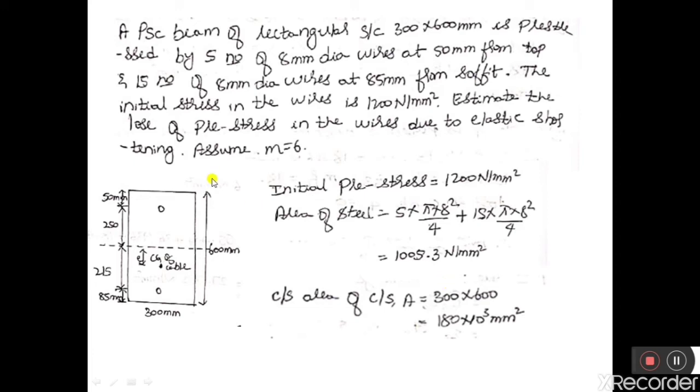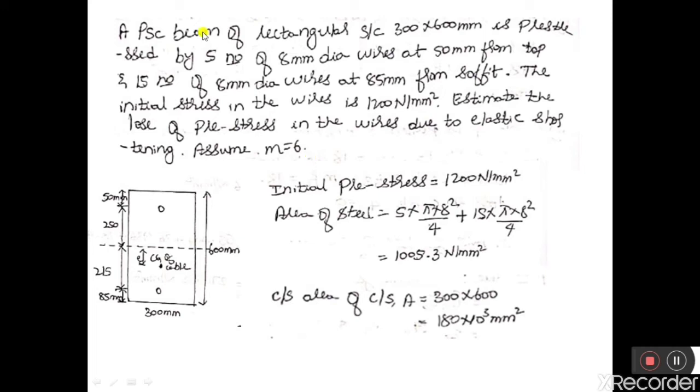We shall consider the next example. So the question is, a PSC beam of rectangular section 300 mm by 600 mm is pre-stressed by 5 number of 8 mm dia wires at 50 mm from top and 50 number of 8 mm dia wires at 85 mm from soffit. The initial stress in the cable is 1200 Newton per mm square. Estimate the loss of prestress in the wires due to elastic shortening. Assume m is equal to 6.